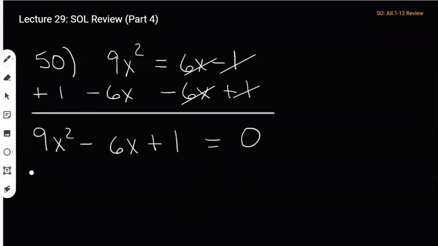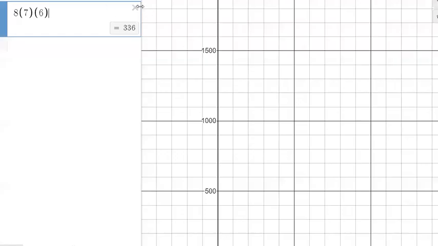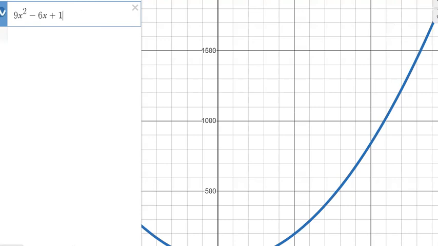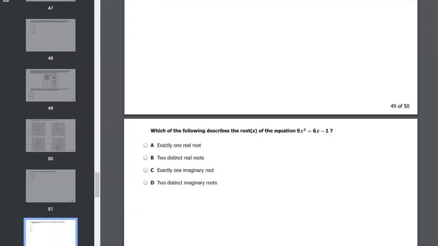Now at this point, I can do two things. I can graph it, which I'm going to do first, or you can use the quadratic formula. We'll do both. So when I graph it, I have 9x squared minus 6x plus 1. I think that's it. Yep.